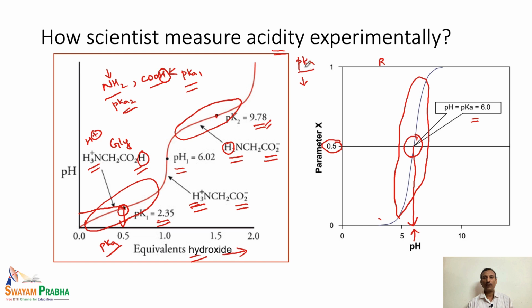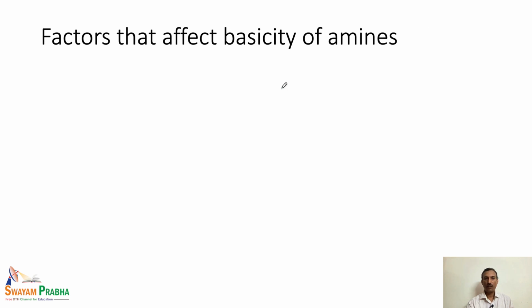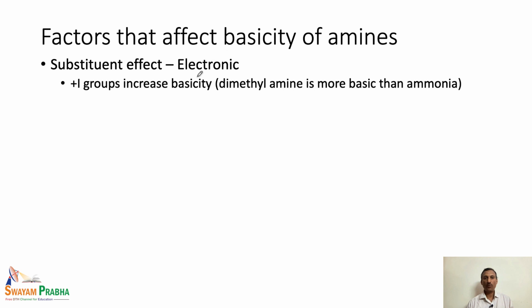So, the acidity is an indirect measure of the strength of the base. Let us look at what are the different factors that affect the basicity of amines. The first one is the substituent effect or the electronic effect. We have various functional groups, and the electronic effects can be given by these various functional groups.